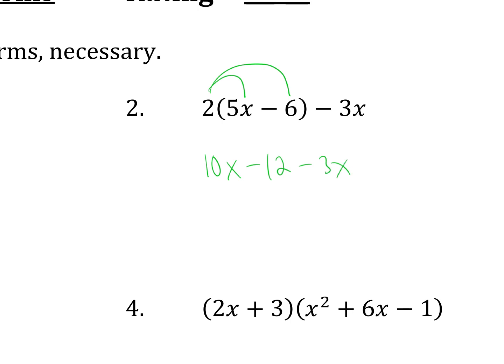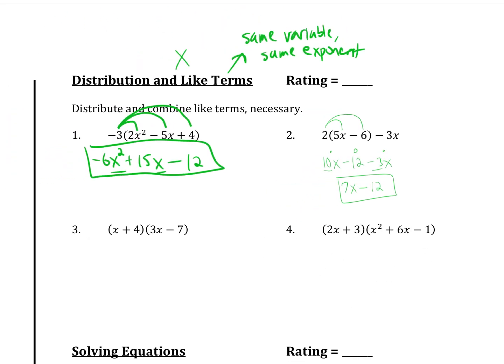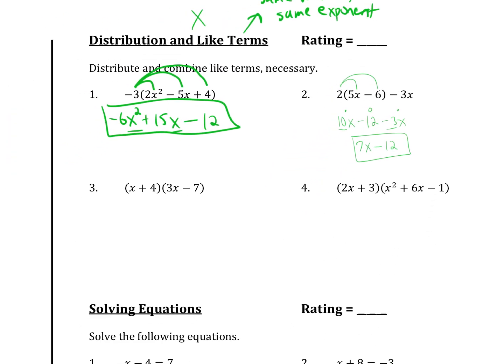Okay. Now, what are the like terms here? Well, the like terms are going to be 10x and negative 3x. And to combine like terms, we're going to add the numbers in front. The numbers in front are going to be 10 and negative 3. What's 10 minus 3, or 10 plus negative 3? We're going to get 7x, and then this minus 12 is a different term, so we're going to keep it the way it is. 7x minus 12. All right, very cool. Now we're getting even tougher here. We got some double distribution stuff going on here.